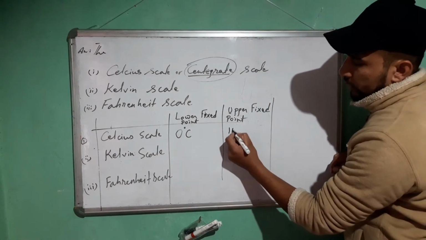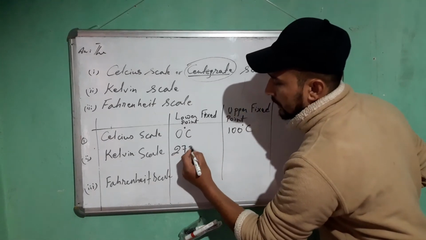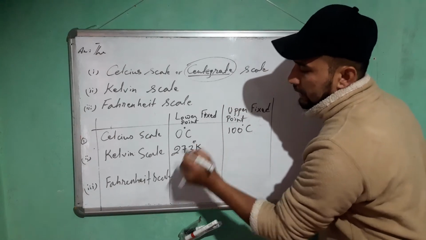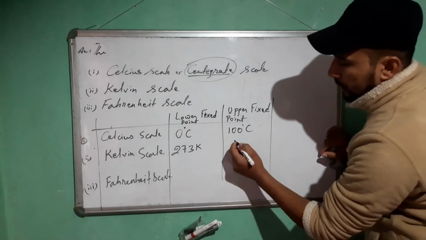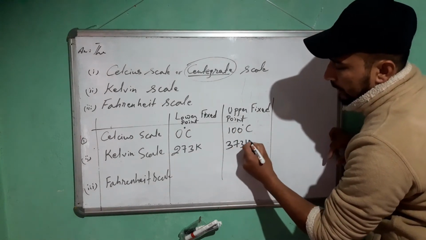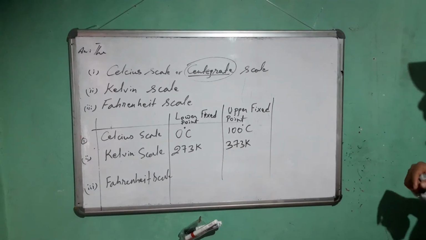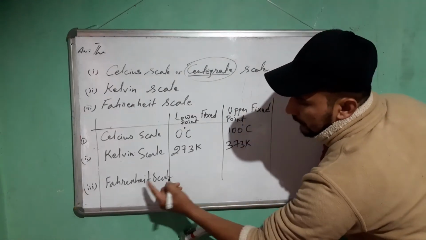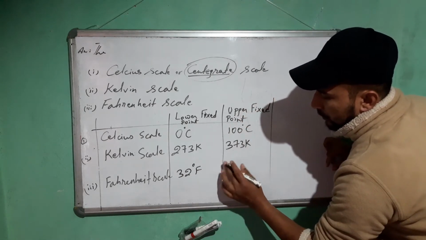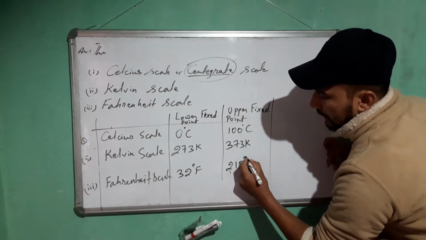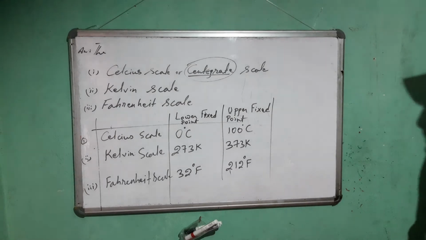Upper fixed point is 100 degrees Celsius. Kelvin scale, lower fixed point is 273 Kelvin. Don't write degree here, okay, just Kelvin only. Upper fixed point is 373 Kelvin. For the Fahrenheit scale, lower fixed point is 32 degree Fahrenheit and upper fixed point is 212 degree Fahrenheit.